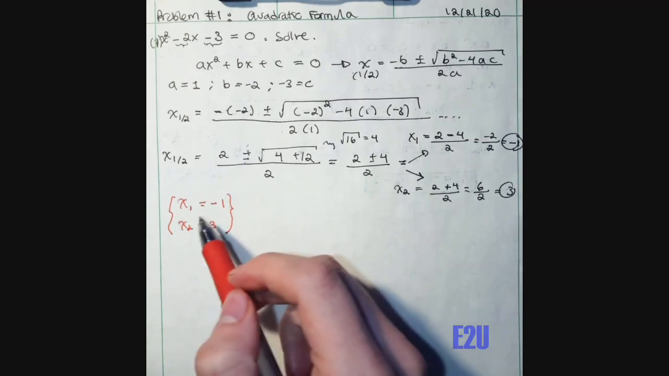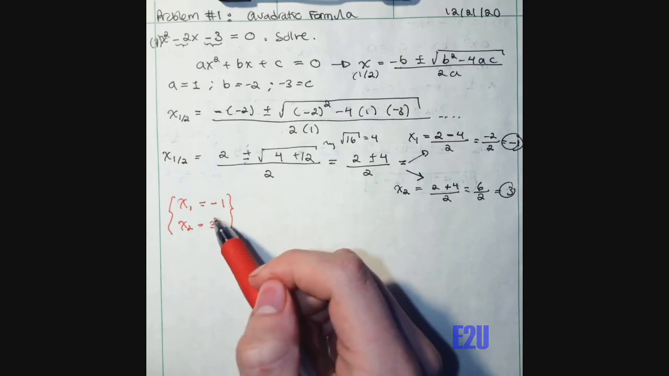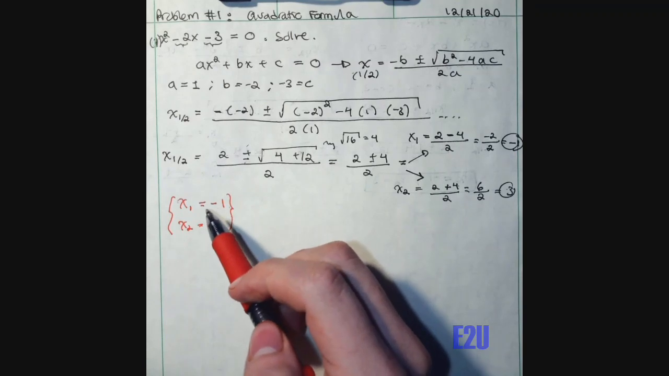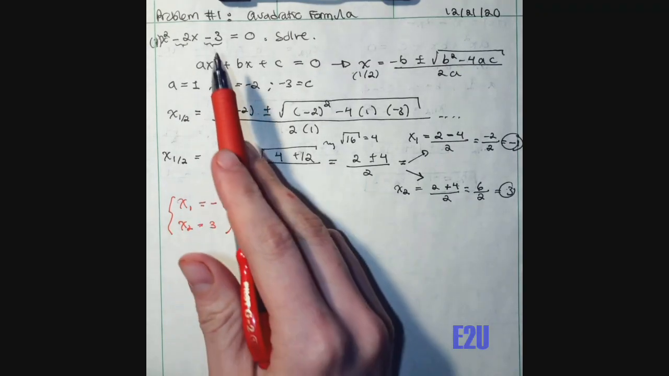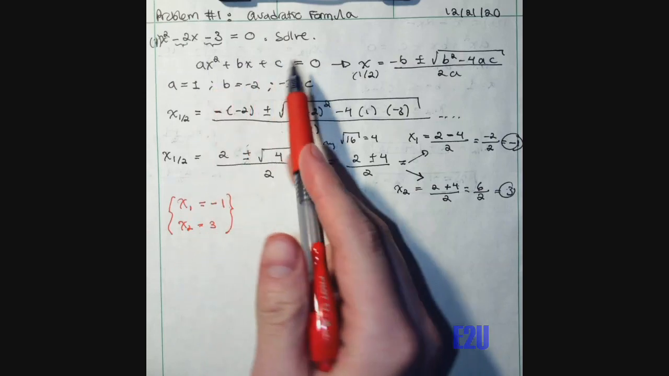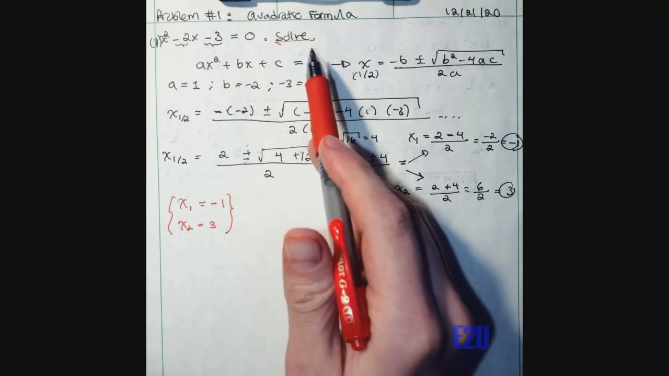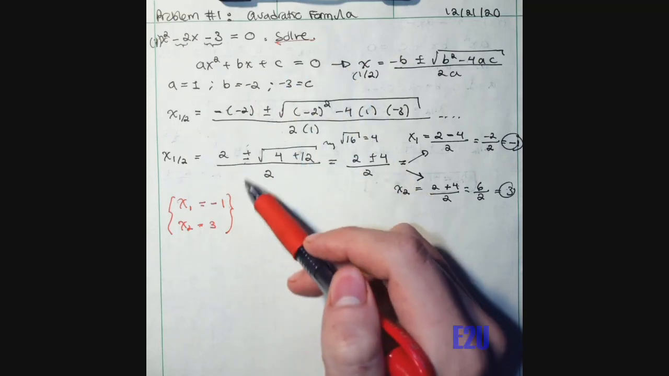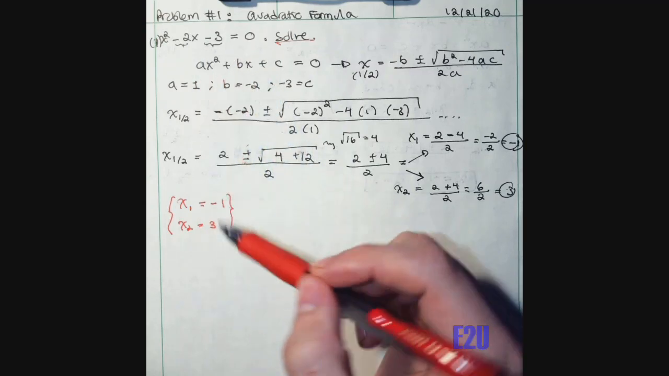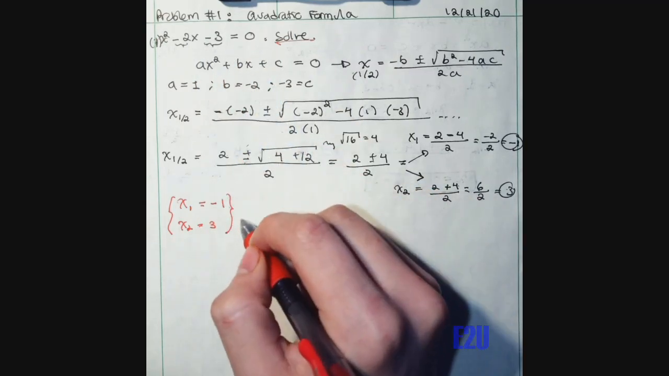These numbers, these x's, are the values that, when plugged into this equation, you get 0. That is what it means by solving. Find the x's, find all the x values that satisfy this equation, and we have just done that. These are the solutions.